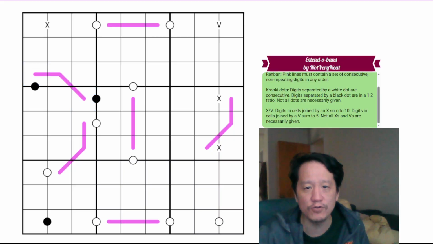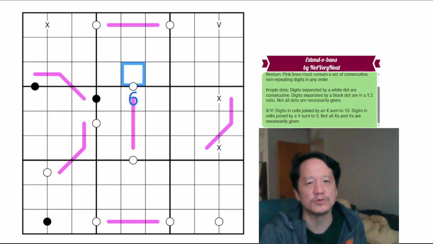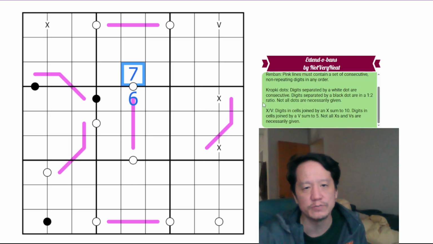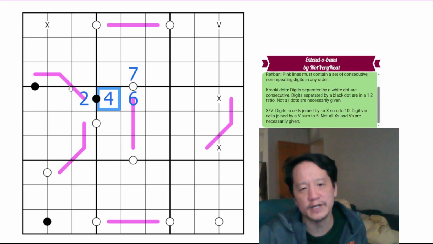We have Kropki dots, where digits separated by a white dot are consecutive and digits separated by a black dot are in a 1 to 2 ratio. And not all dots are necessarily given. So, for example, if this were a 6 here, this would have to be 5 or 7 to make sure that these digits are consecutive. If this were a 2 here, this would have to be 1 or 4 to maintain the 1 to 2 ratio that's between them. And those are examples of how Kropki dots work.